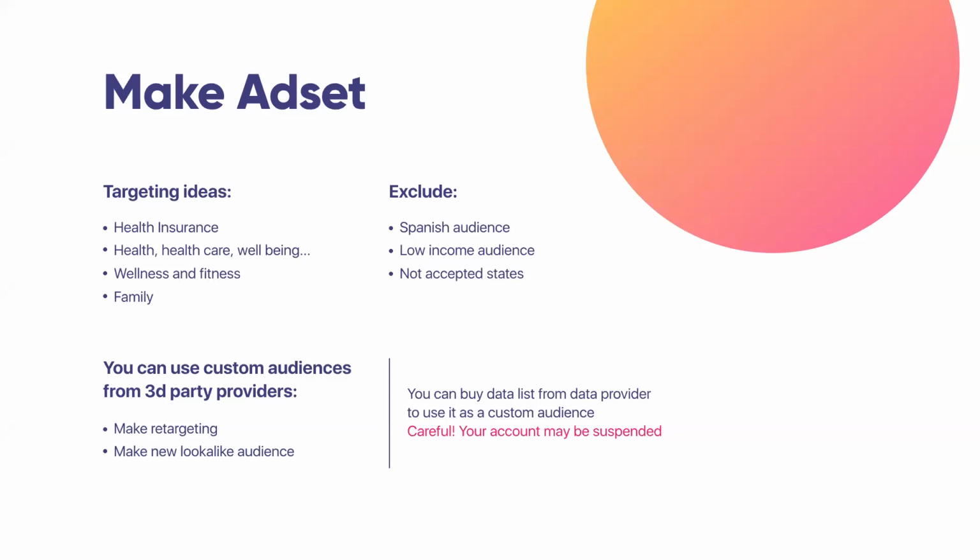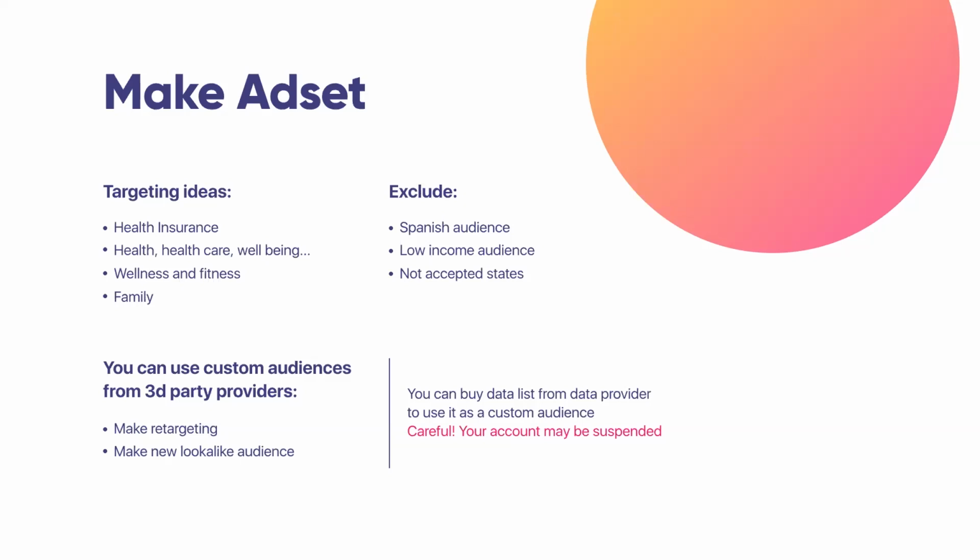And you had better exclude the Spanish audience, because right now our advertiser doesn't accept Spanish callers, and of course you need to exclude not accepted states. And you can think about ideas for how you can exclude the low-income audience, because we see that the conversion rate from all calls to billable calls on such an audience is much lower than on the medium income audience. And you can also use custom audiences from third-party providers.